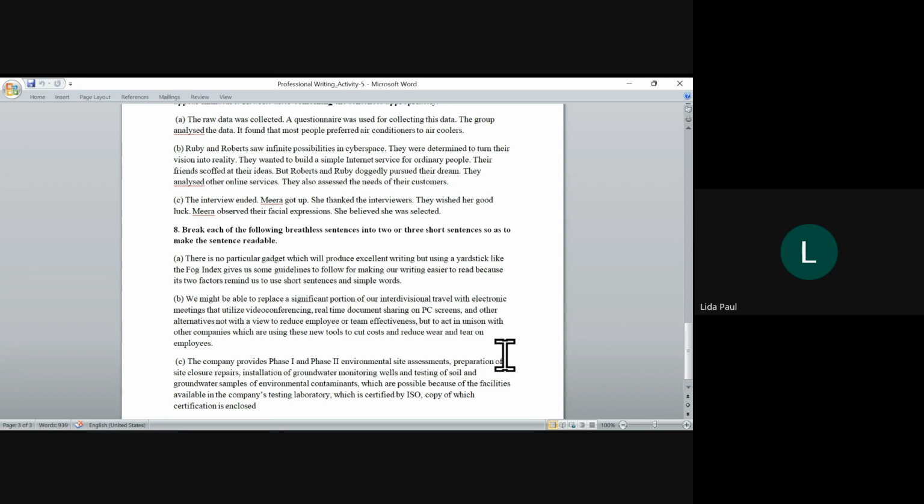So there is no particular gadget which will produce excellent writing. You break at "but," and then you begin your next sentence at "but," using a yardstick like the fog index gives us some guidelines to follow for making our writing easier.